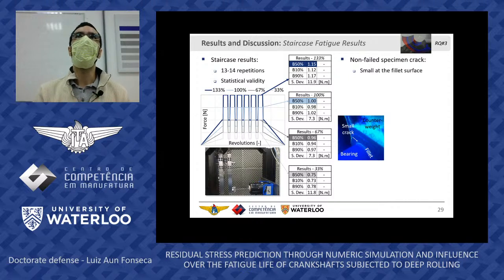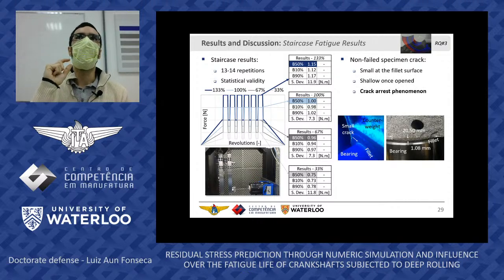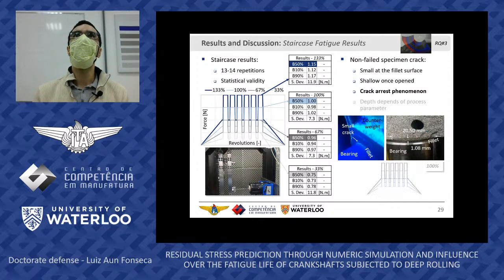If we take a non-failed specimen and analyze it with dye-penetrant inspection, we can see a very small crack at the surface here, at the fillet region. Once we break it open in the hydraulic press, we can see a shallow crack, and this shallow crack was attributed to the crack arrest phenomenon. The depth of this crack would also depend on the deep rolling process parameter that we are dealing with. The picture that I'm showing is for the 100% rolling force test batch.